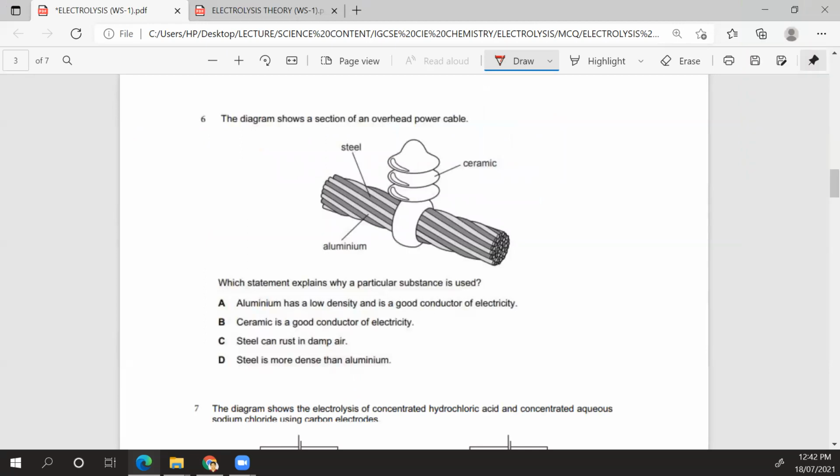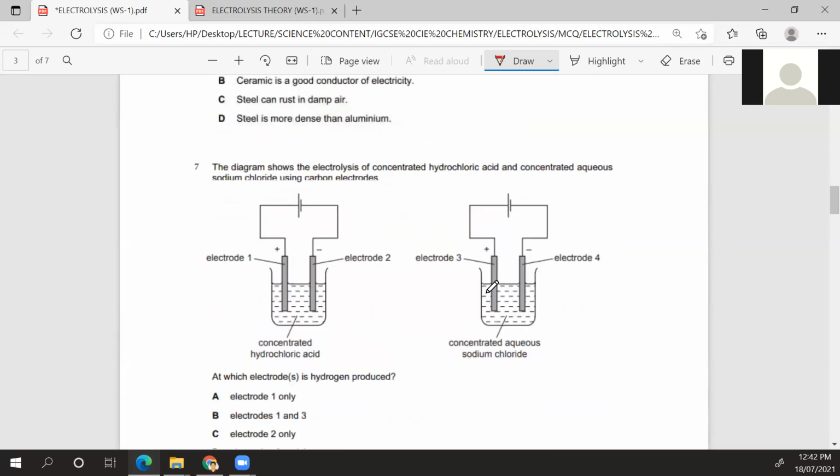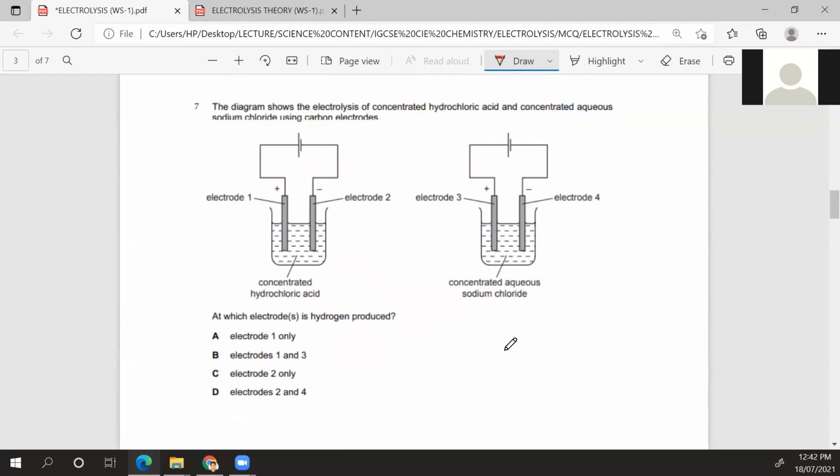6th one, Jessica. The diagram shows a section of an overhead power cable. Which statement explains why a particular substance is used? It would be A, aluminium has a low density and is a good conductor of electricity. Yes. So overhead power cables will have aluminium because aluminium has a lower density, so that it does not sag. And it's a metal, so it will be a good conductor of electricity. So the answer is absolutely correct. Very good. 7th one, Kashni will answer this.